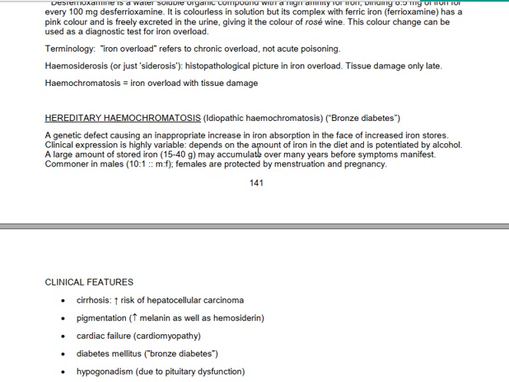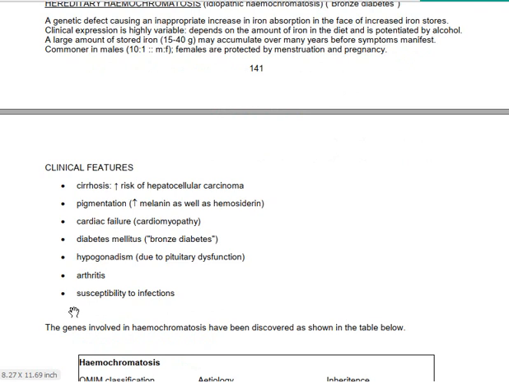So clinical expression is highly variable. It's going to depend on the amount of iron that the patient takes in the diet. Is it clear? And it's potentiated by alcoholism. Alcoholism is going to increase the iron that is going to be in the blood. What are the clinical features? Since the patient is going to have high iron, the high iron is going to damage the different cells that store it. The major cells that store iron are the liver, the reticuloendothelial system, and also the kidney, which stores some form of iron.